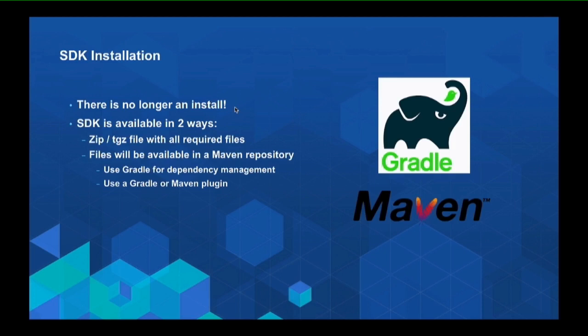So we have a zip or a tarred gunzip file that contains all of the files required that you can wire up inside your IDE to make it work. This works nicely for people who work in an air-gapped environment, for example. But I would see the majority of people nowadays making use of the fact that we store all the files you need in a Maven repository. So you'll be able to use a Gradle script to manage your dependencies and automatically bring all of that information into your IDE so your applications will just work. And to assist with that process, we've also got a Gradle, or if you prefer Maven, a Maven plugin as well.